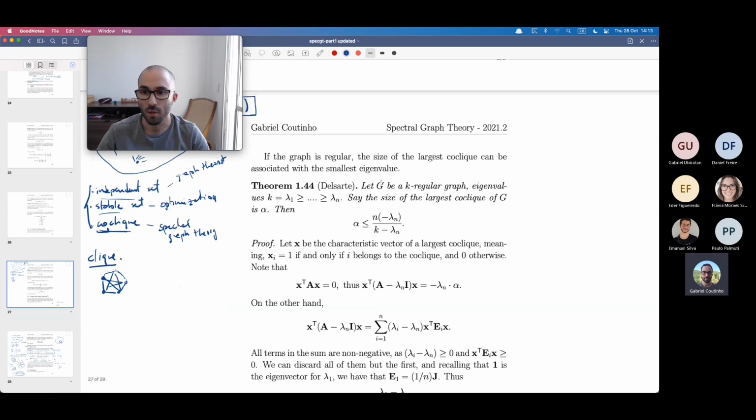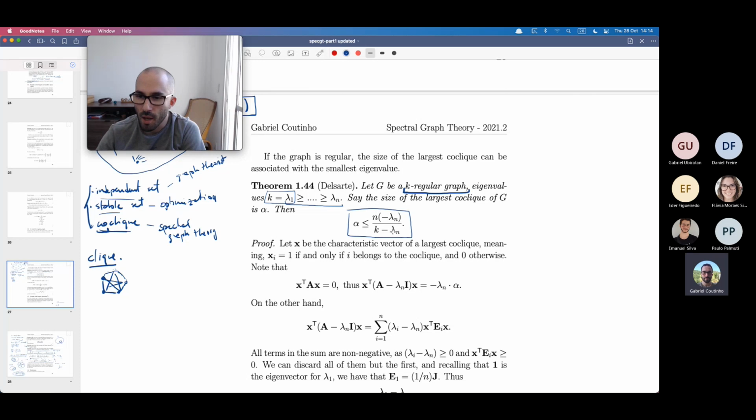So this is the result. If G is a k-regular graph, so this only works for k-regular. If G is not k-regular, then, well, there are certain things you could do, but the formula is never going to look as nice as this one. So if G is k-regular, the eigenvalues, I'm listing the eigenvalues from biggest to smallest. Of course, as we saw, the largest eigenvalue is the valency, corresponding to the eigenvector of all ones. Let's use alpha to denote the size of the largest co-clique of G. Then we can show that alpha is upper bounded by this thing.